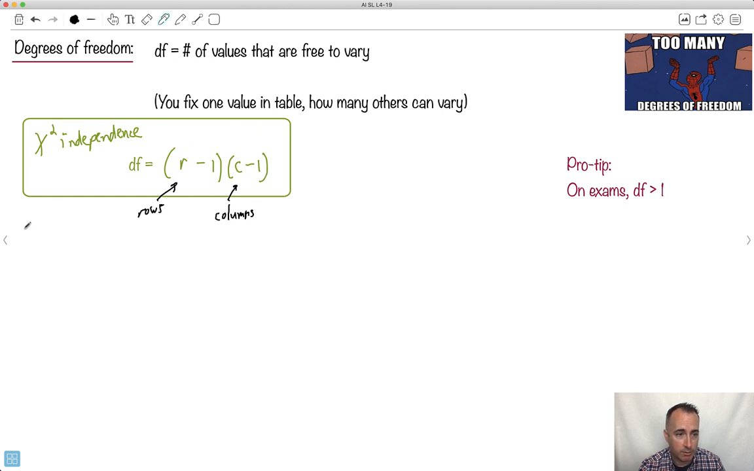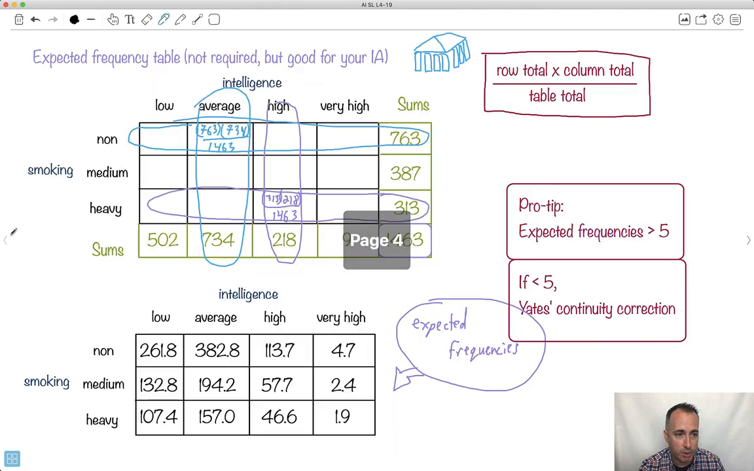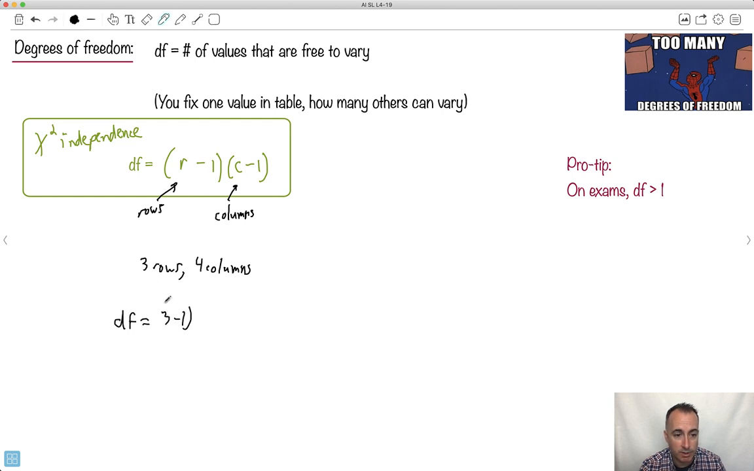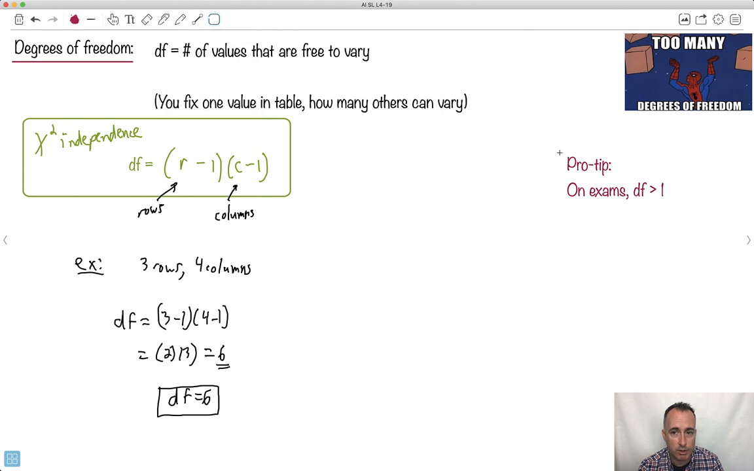So in our example over here, how many rows did I have? I had three rows, four columns. Let's see what that would give me. Degrees of freedom would be 3 minus 1 times 4 minus 1. What does that give me? This is 2 times 3, so that gives me 6. So my degrees of freedom, for example, would be 6. That would be my example here. Pro tip, on exams at least, they've said that the degrees of freedom will always be greater than 1.